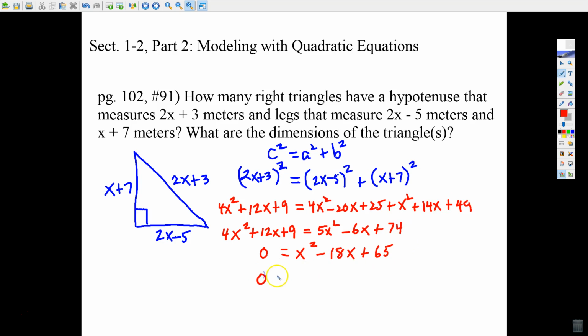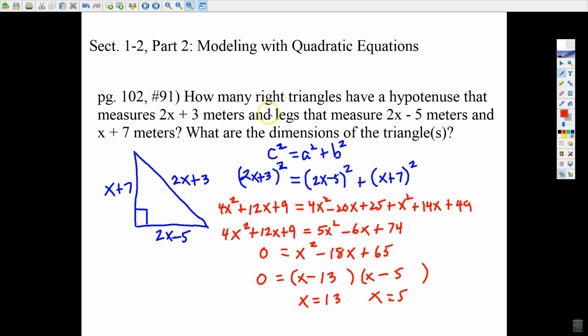Okay, so fortunately there is a way to factor this trinomial. Both binomials will be minus. The factors of 65 that add up to negative 18 are negative 13 and negative 5. So now we use the factoring in order to solve. I get two solutions. X is 13 and X is 5.